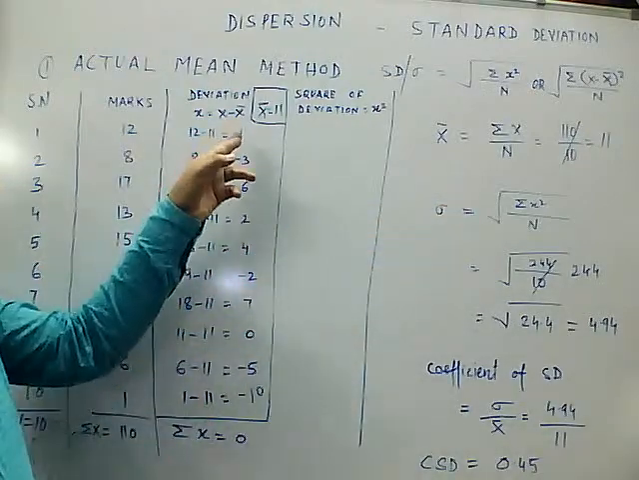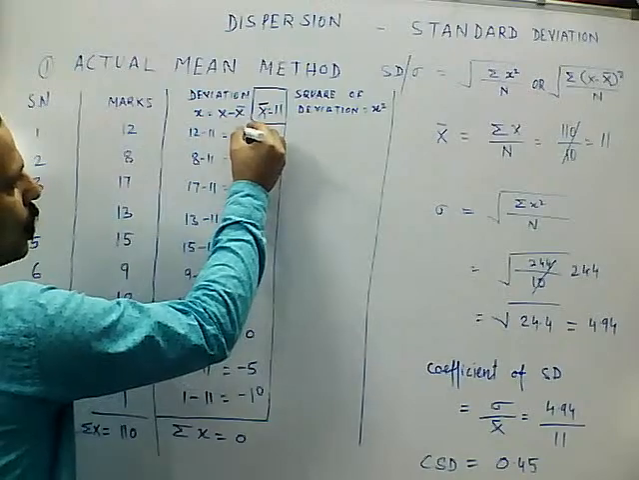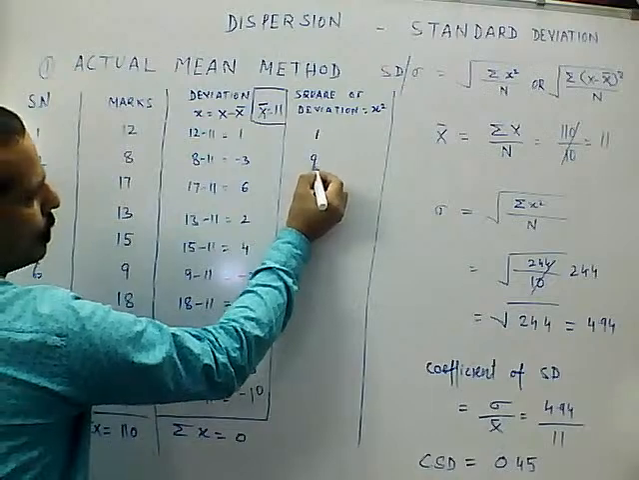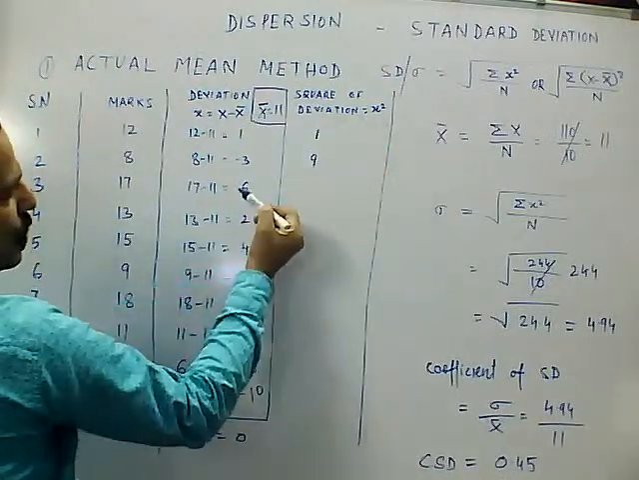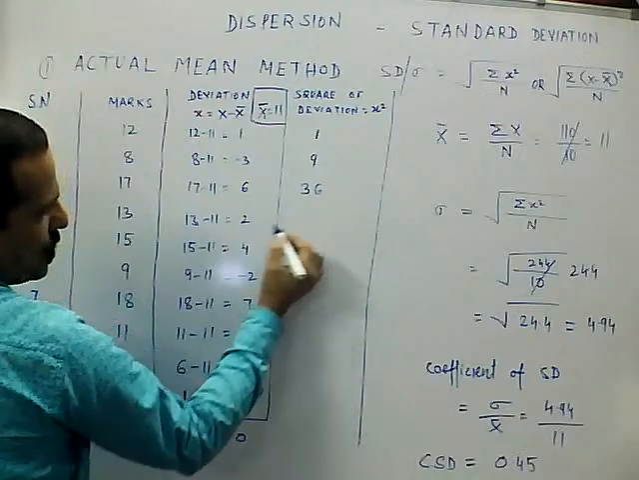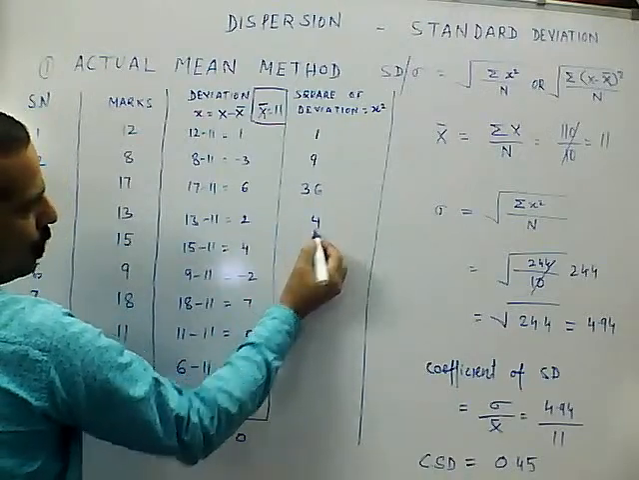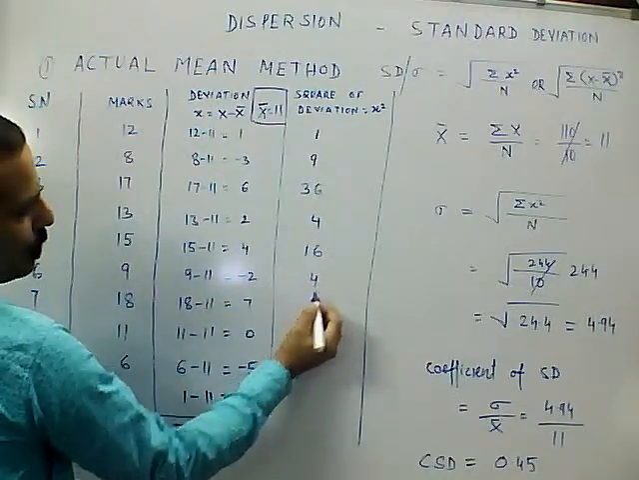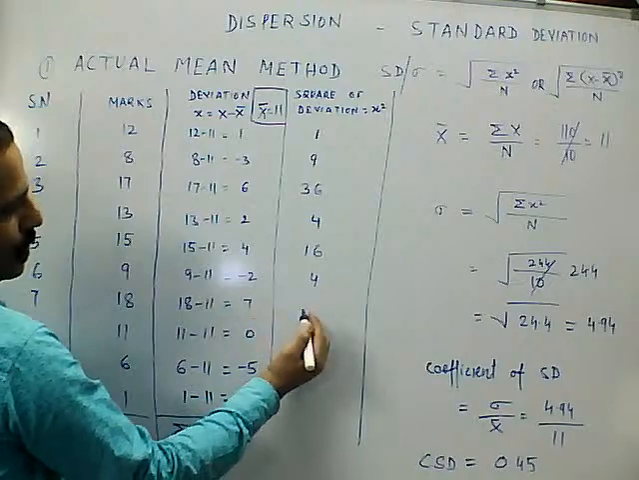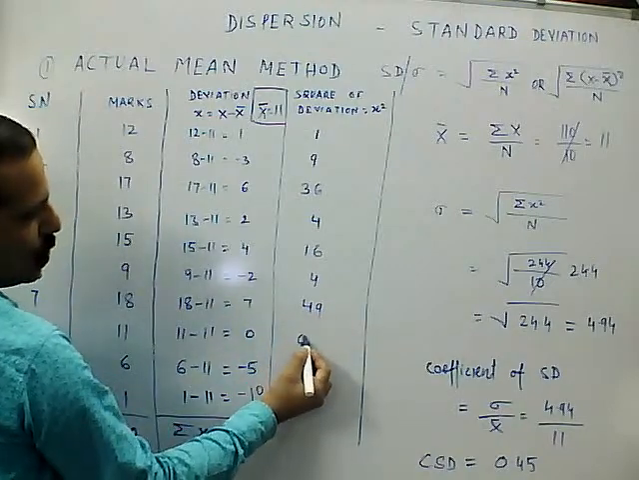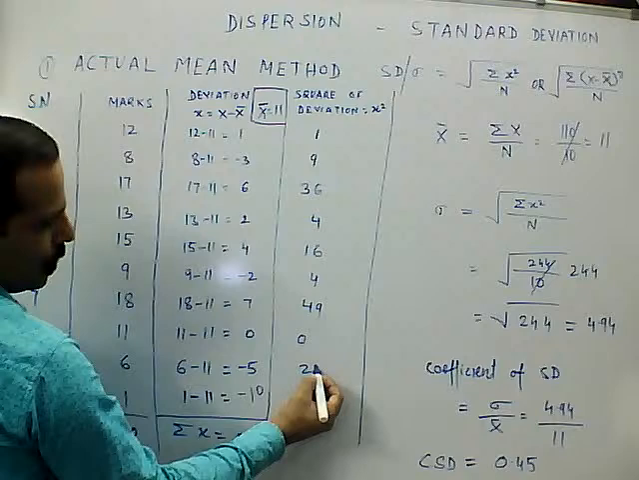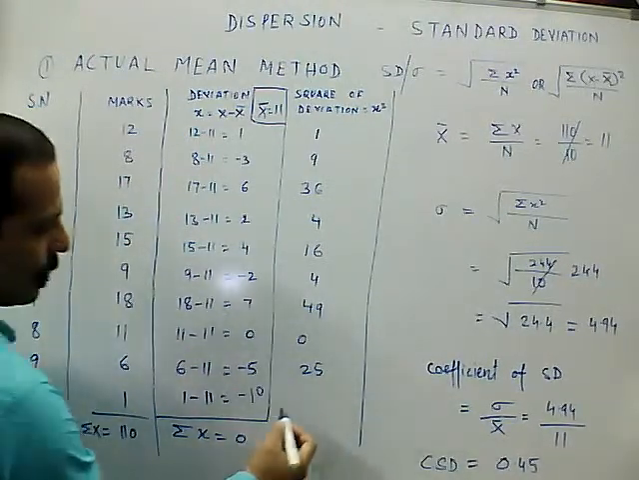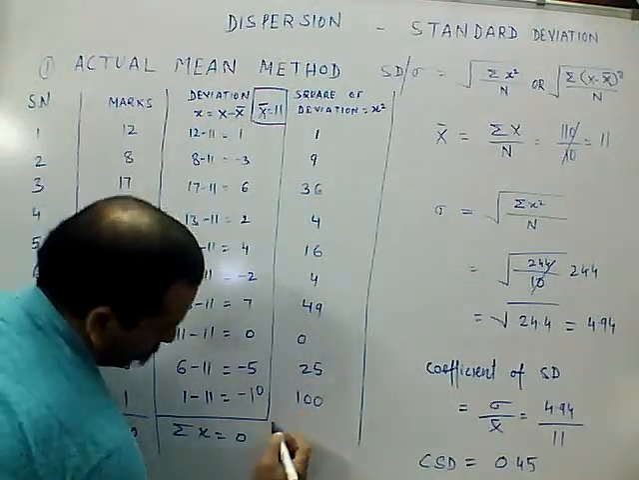Now, square of 1 is 1. Minus 3, 3 3s are 9. Square of 6, 6 6s are 36. Square of 2 is 4, square of 4 is 16. Minus 2 squared is 4. And 7, 7 7s are 49. 0 is 0, and minus 5 squared is 25. And minus 10 squared is 100.